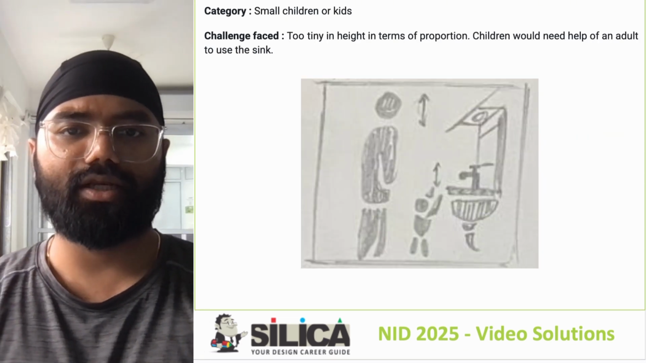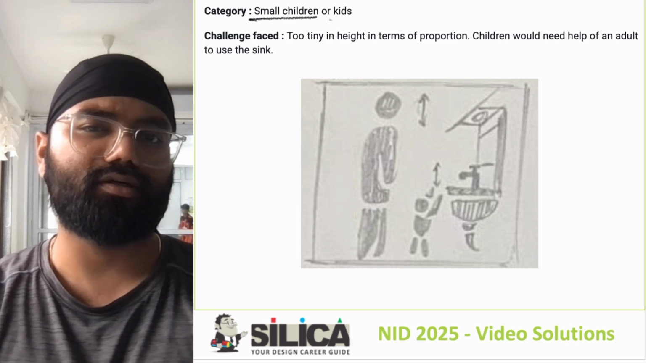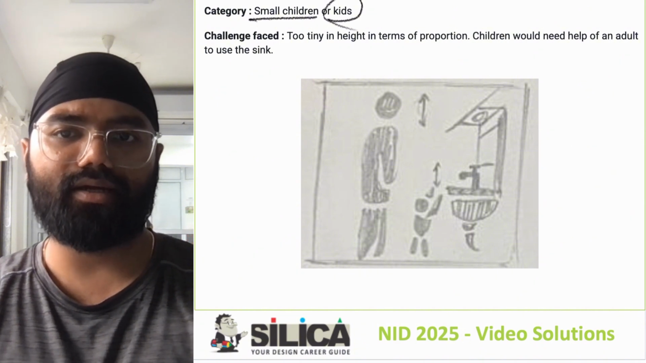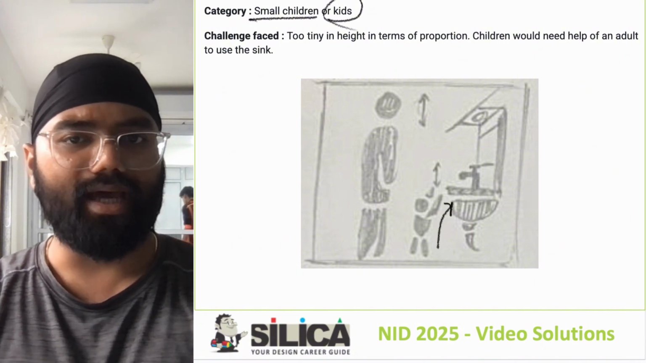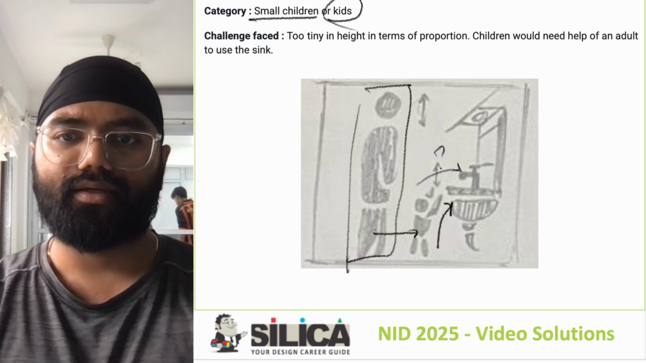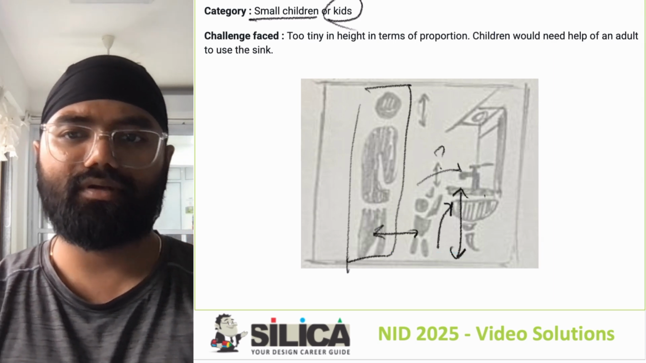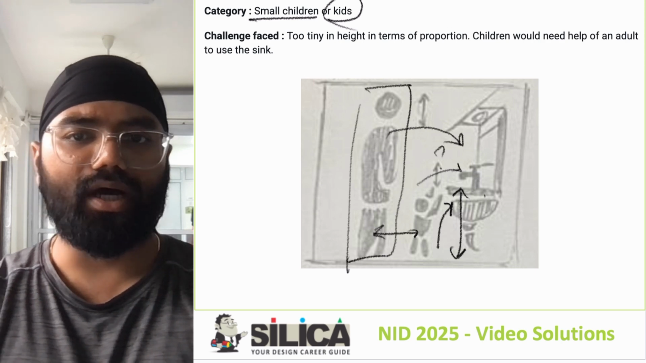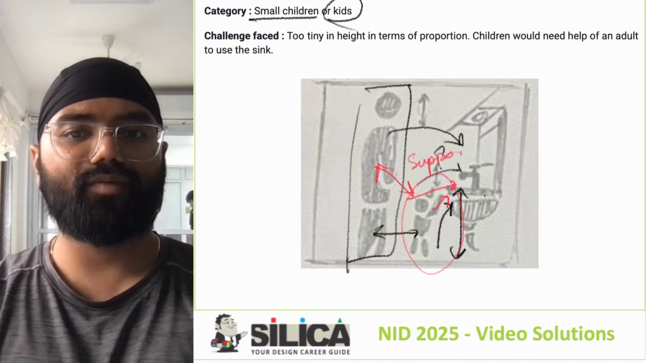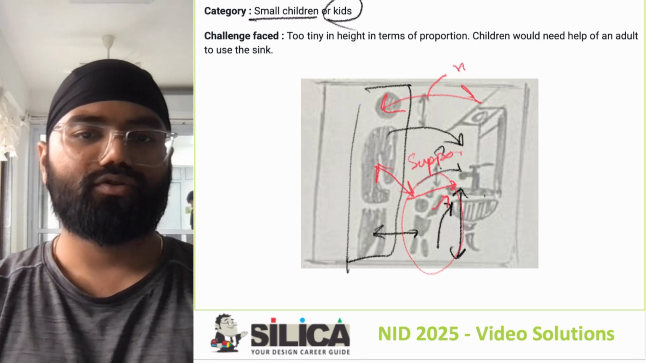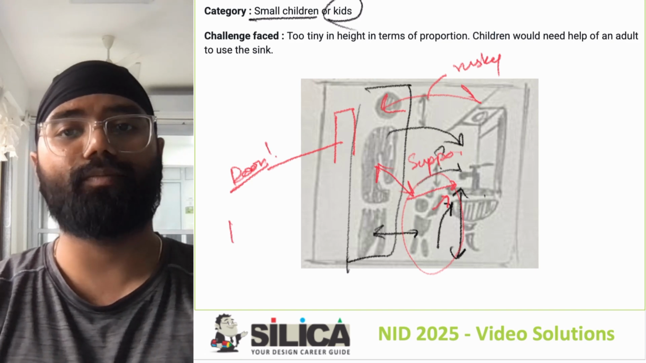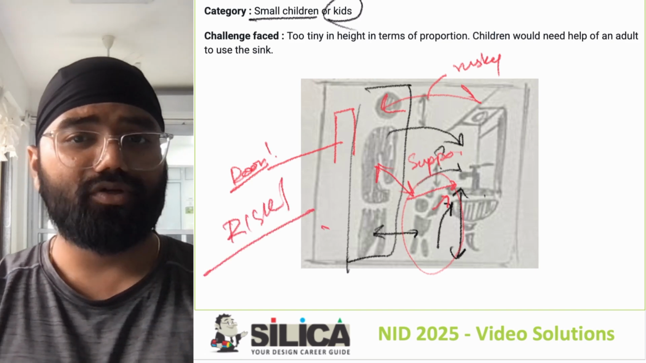If we move on to the second category, which is small kids or children, we are seeing a kid trying to use the sink, barely reaching the tap, with an adult beside them. The major challenge over here is about proportion and height. The sink is designed at adult level. A child won't reach it without adult support. Plus, in a moving train, the imbalance is even riskier because the sinks are usually nearby the doors. So this is a major risk-driven positioning of the sink and height, and it's not at all appropriately made for the children's section.